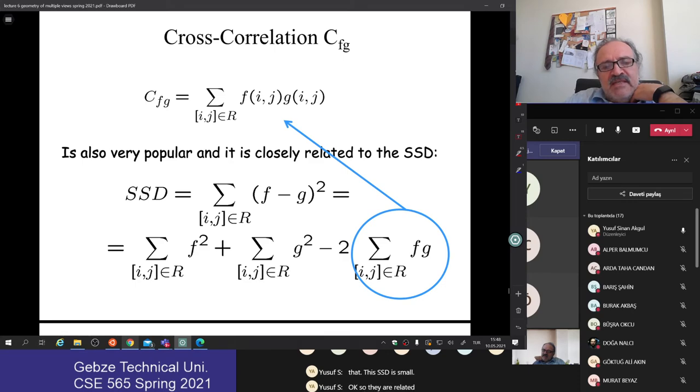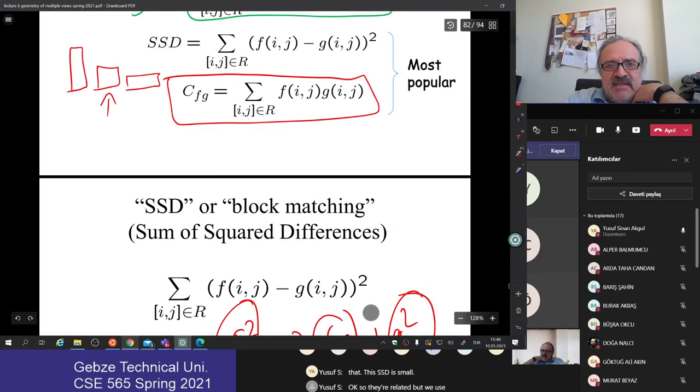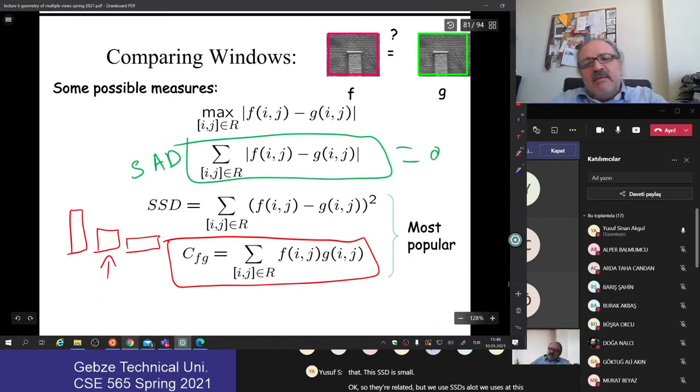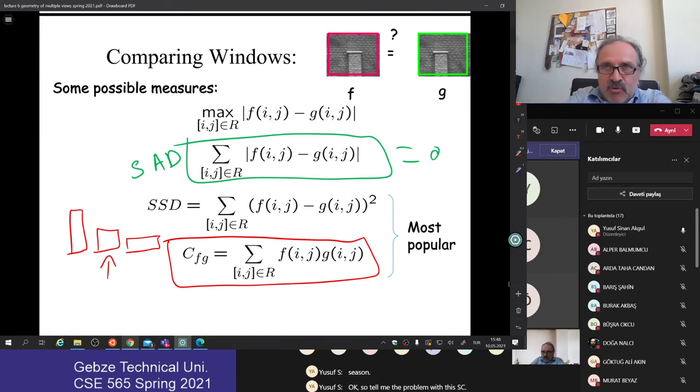But we use SSDs a lot. Okay, so tell me the problem with the SSD. So you might be thinking that, are we going to see anything that doesn't have any problems? No. There is always a problem with any solutions.